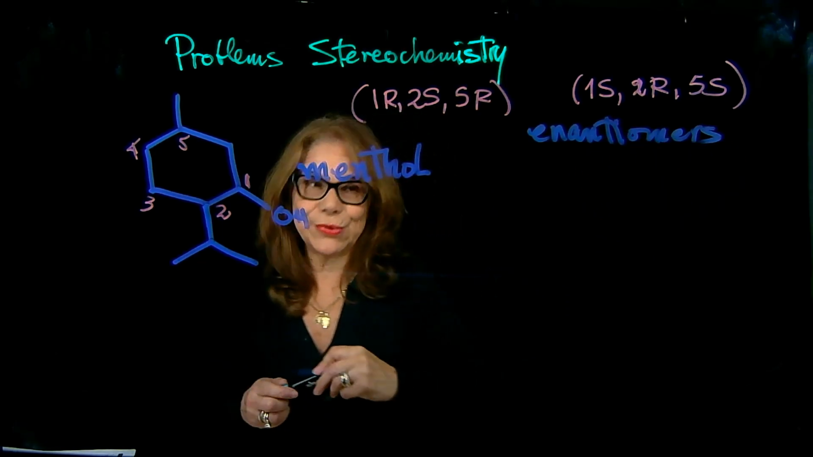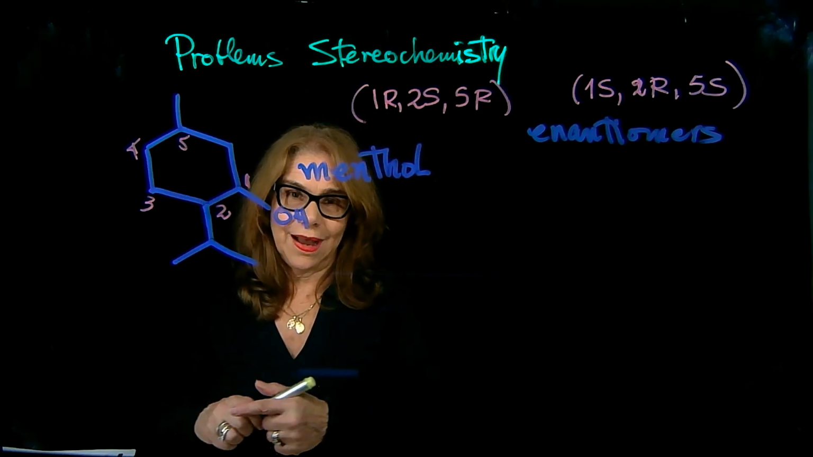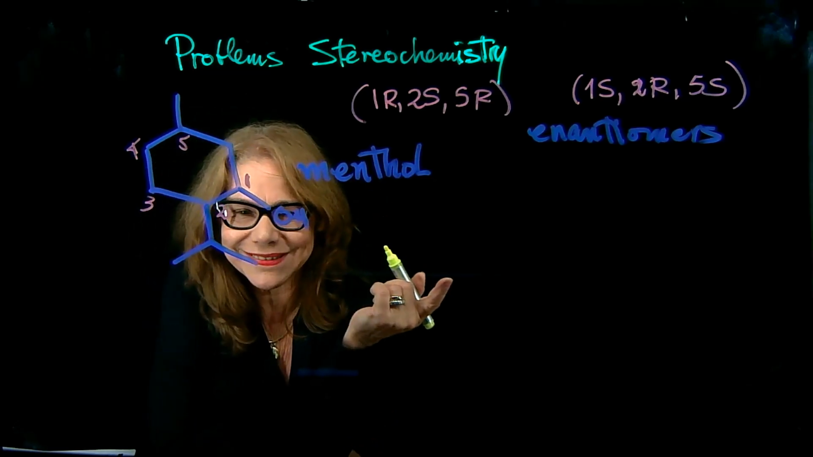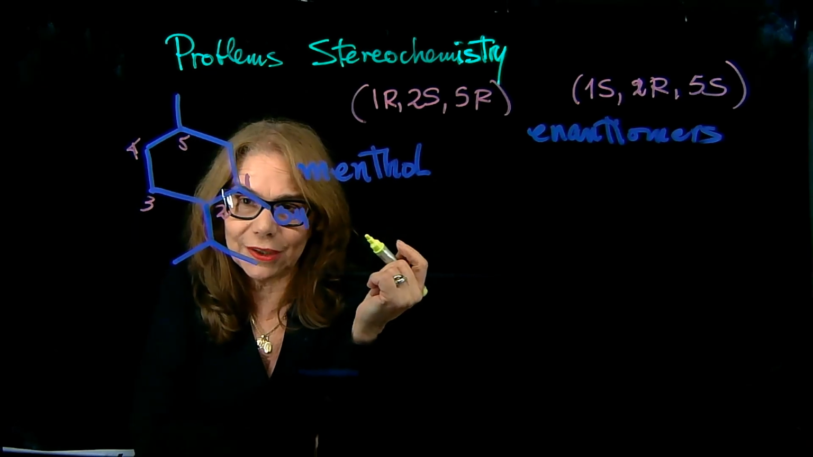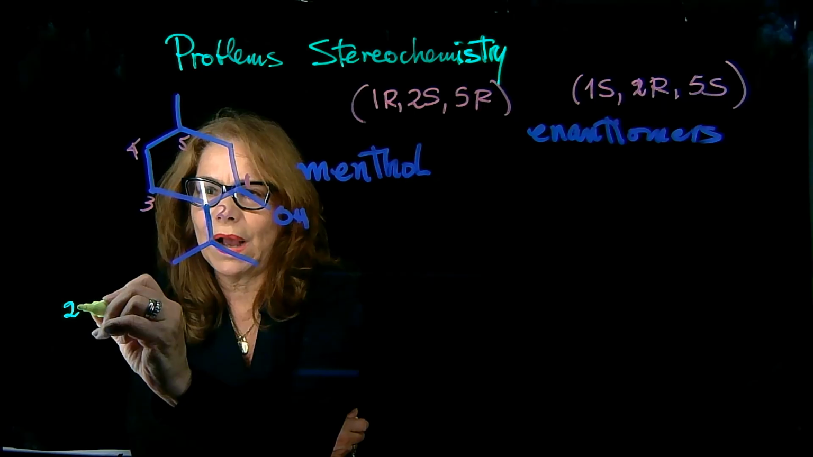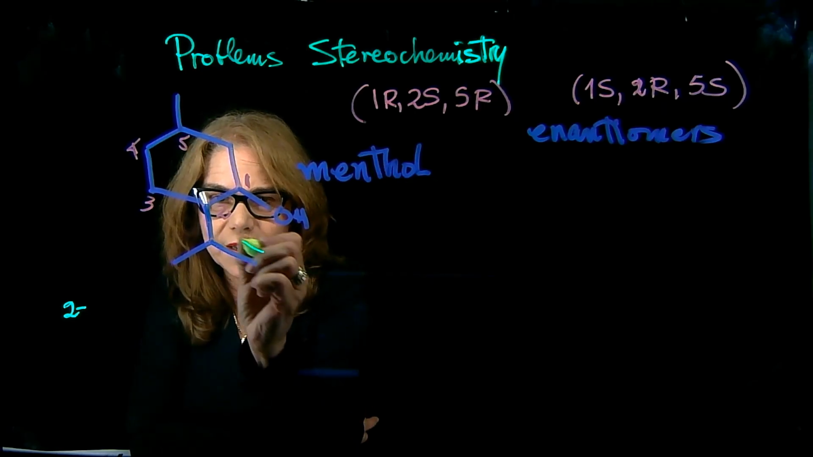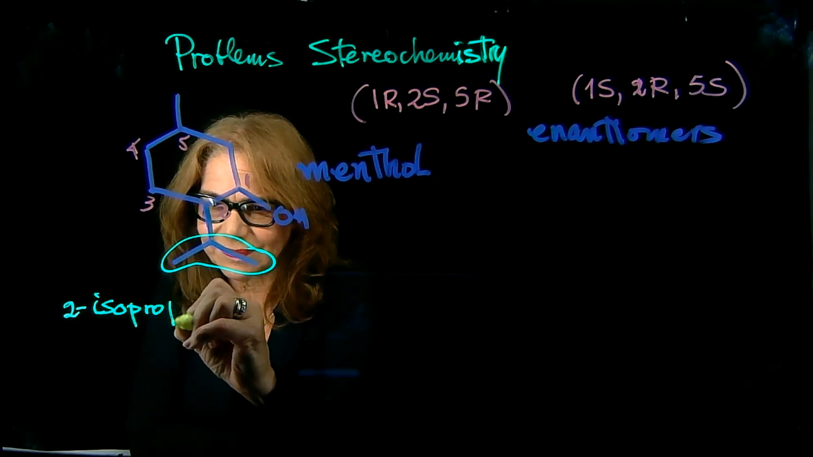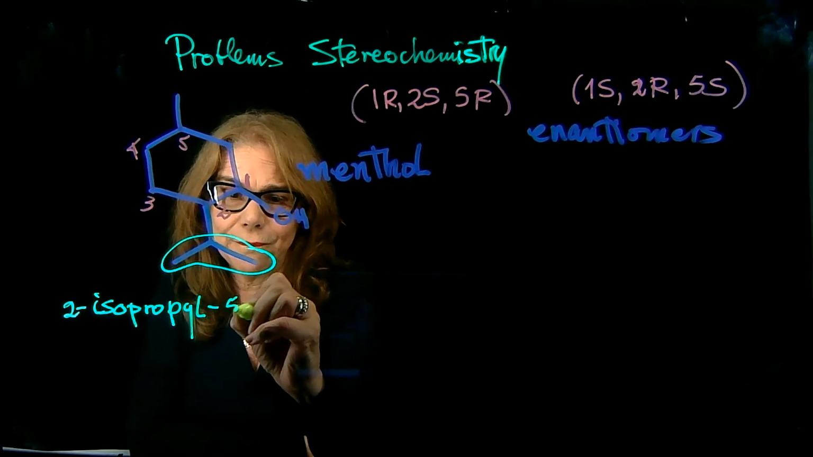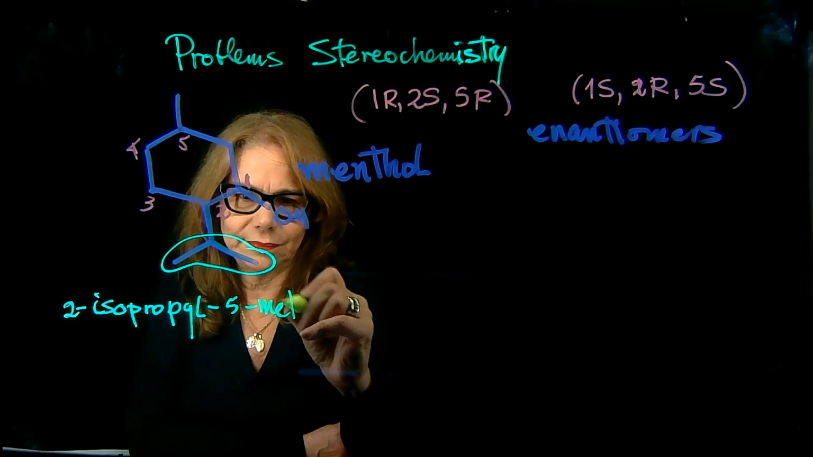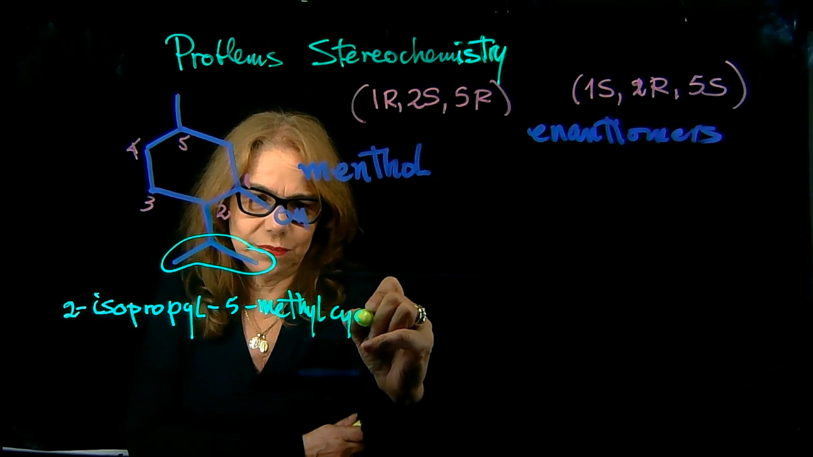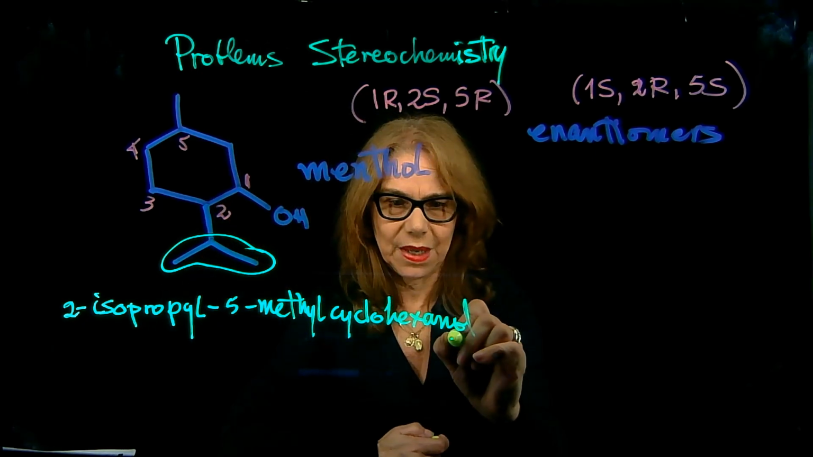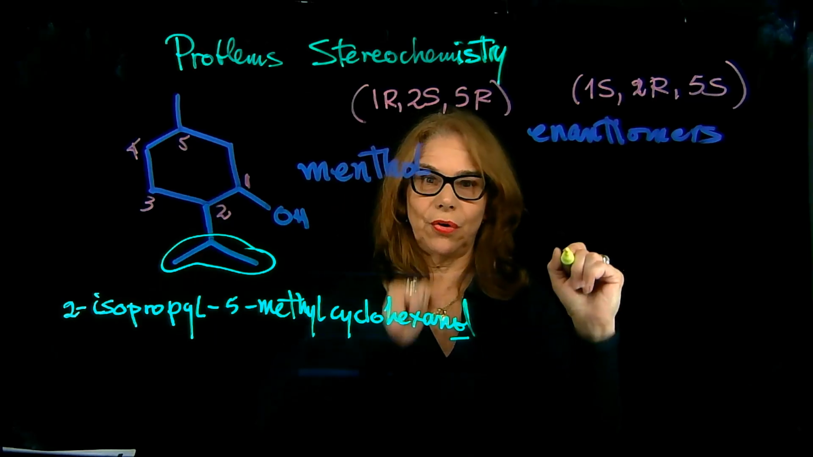Now let's get to draw this with the absolute configuration. So my first step would be, let's name that IUPAC. So this is cyclohexanol, but it's got isopropyl in carbon 2, as we can see. This is isopropyl. So 2-isopropyl, then 5-methyl, cyclohexanol. All right, that's my determination for alcohol. Now I need to draw that.